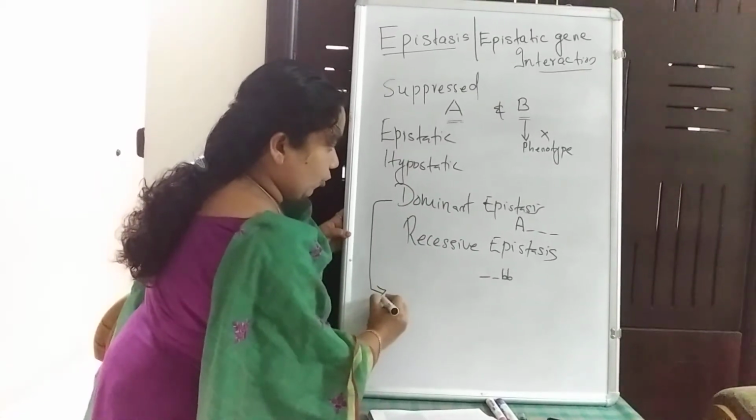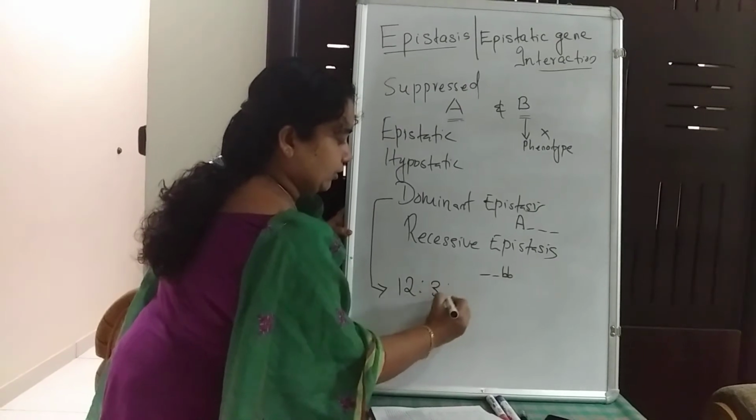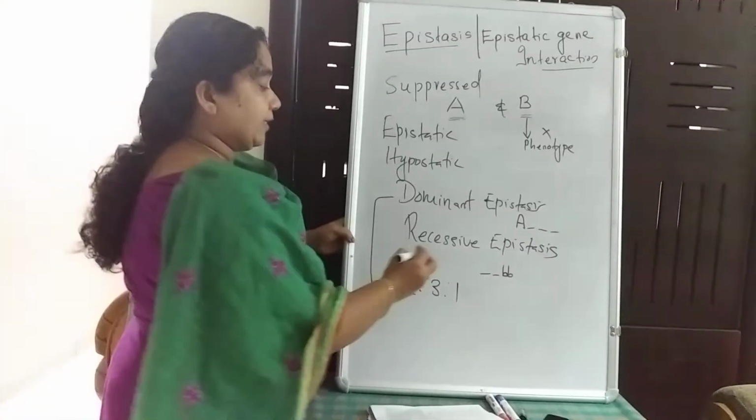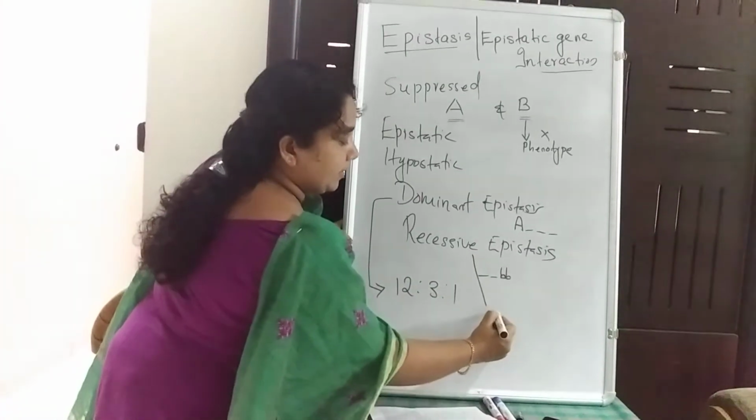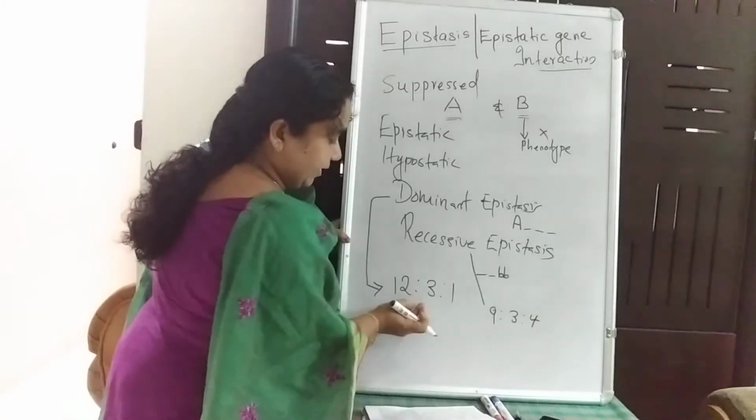So, what is the phenotypic ratio of dominant epistasis? That is 12:3:1. What is the recessive epistatic phenotypic ratio? That is 9:3:4.